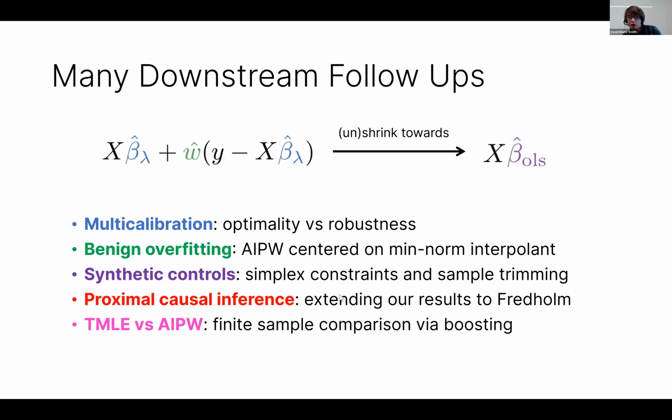There are downstream applications in proximal causal inference, extending our result to a full Fredholm integral equation instead of just a normal regression problem. And one that I've been thinking about a lot recently is comparing TMLE to debiased machine learning, where we can set up a finite sample comparison because you can always think of TMLE as solving a boosting problem. And so that directly allows us to think about how we are making the residual smaller in these two separate settings.